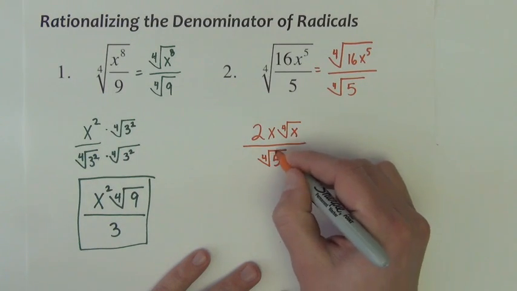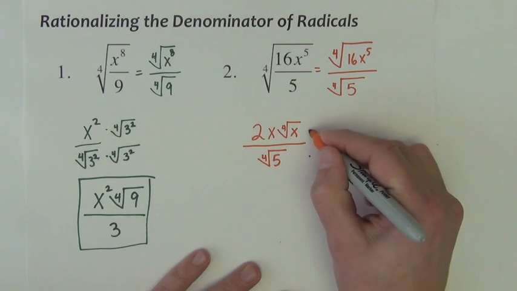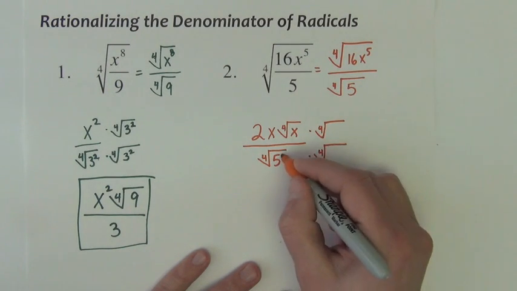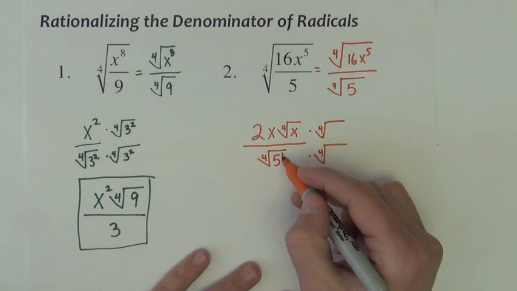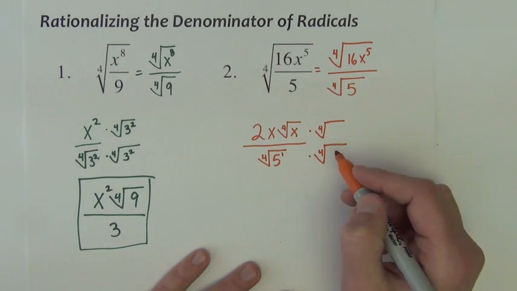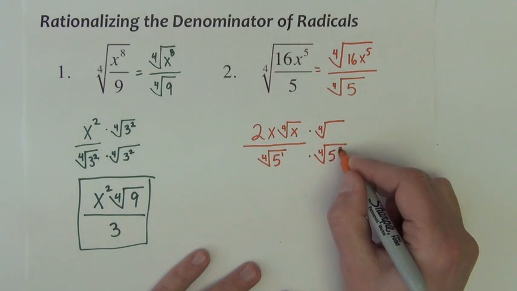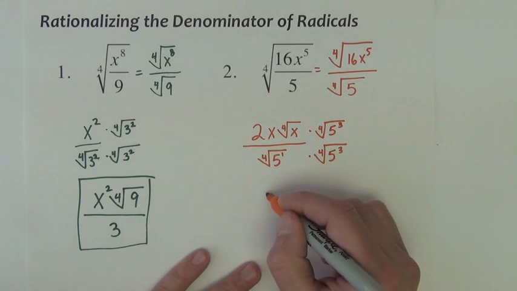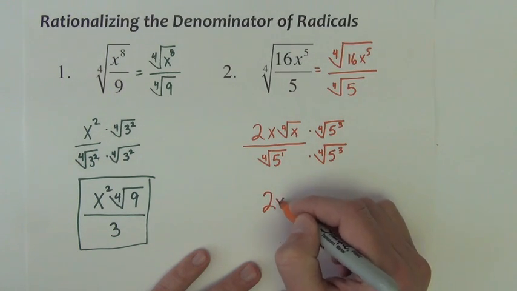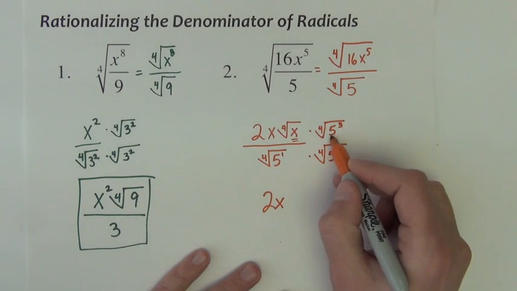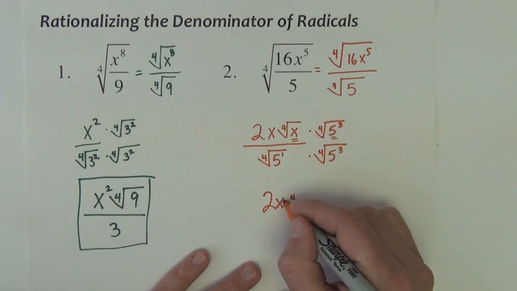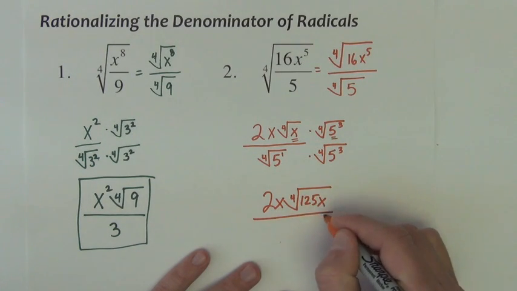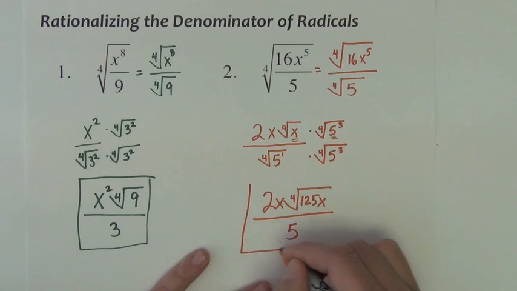Okay, so to rationalize this, I'm going to multiply top and bottom by a 4th root. I've already got 5 to the first. I already have 1 power of 5. So the question is, how many more powers of 5 do I need? The answer is 3. So the numerator becomes 2x. Because these are both under 4th roots, we can combine them into 1 4th root. 125x divided by 5.